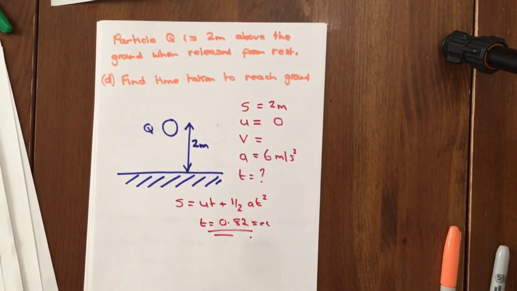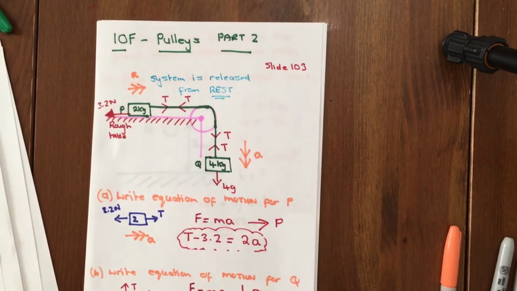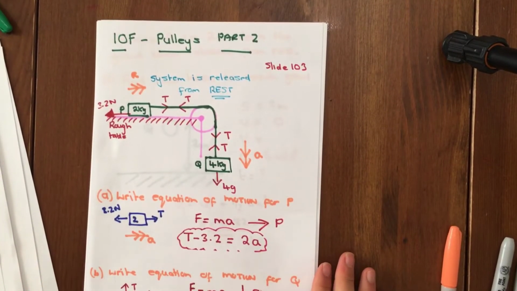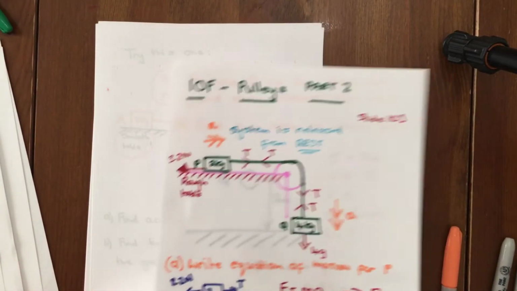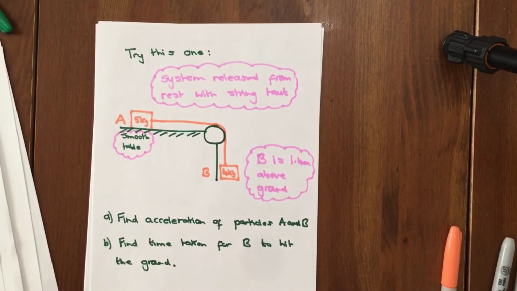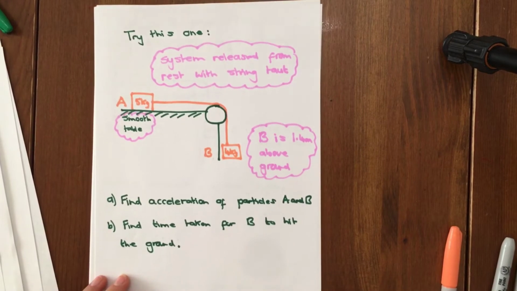Okay, so that's a typical pulley question where it's horizontal. So I'm going to give you one to do now. They do get a lot harder than this, so this is just the start. I want you to make sure you can do the beginning of these questions. So this is the one I would like you to try. Very similar. If you forget how to do it, go back to the video, rewind and have another look.